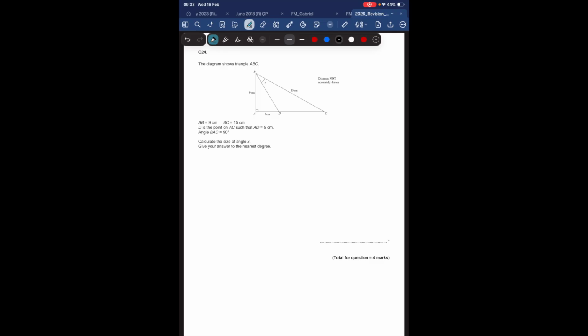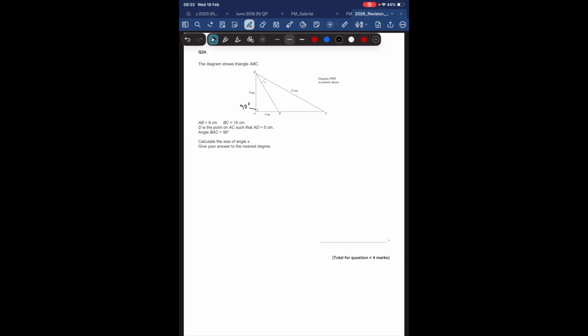With this question, it's extremely important that you recognize that you can use normal SOHCAHTOA to solve this problem to try and work out the angle X here. In order to do that, you need to realize that you've got two right angle triangles. You've got the triangle ABD, this small right angle triangle, and then you've got this larger triangle ABC. We know that they're right angle triangles because we have this 90-degree angle basically at the point A.